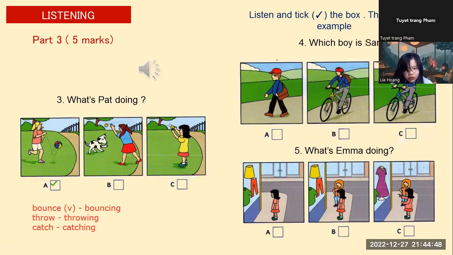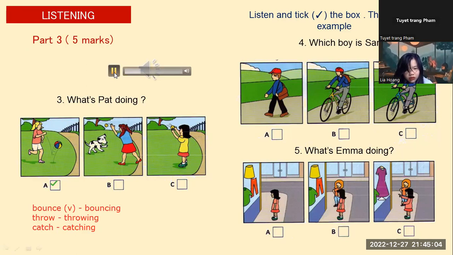She's sitting. Okay, she's sitting. Okay, and now you listen and check why they choose B. Okay, bây giờ mình sẽ nghe xem từ tại sao á. Mình sẽ chọn cái đáp án B là đáp án đúng không nhé.